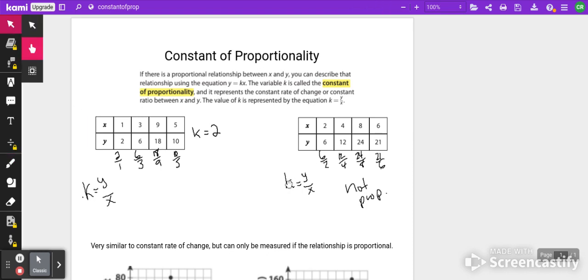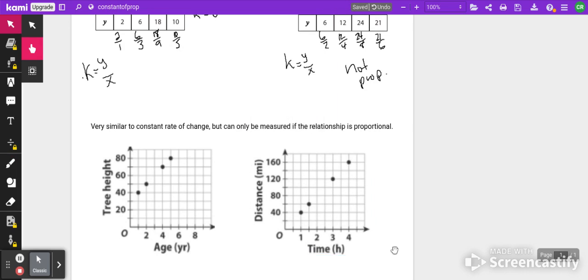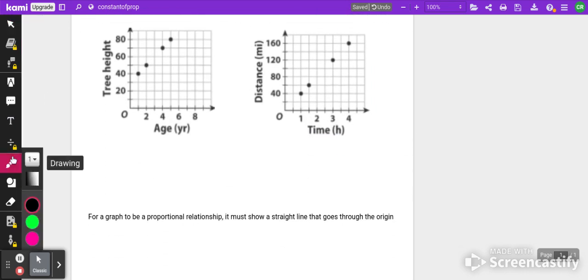All right, scrolling down. I got some graphs here, and I wanted to show you what it looks like on these graphs. It says for a graph to be a proportional relationship, it must show a straight line that goes through the origin. So let's look if I drew a line through these points here.